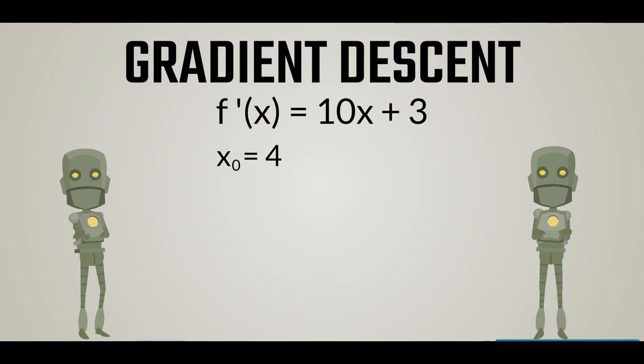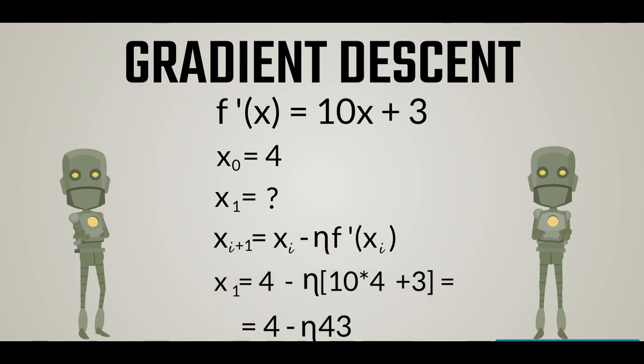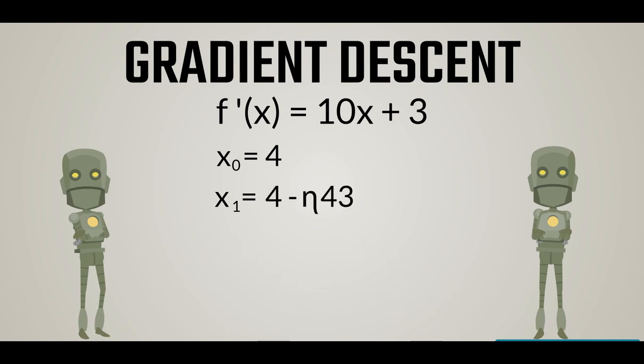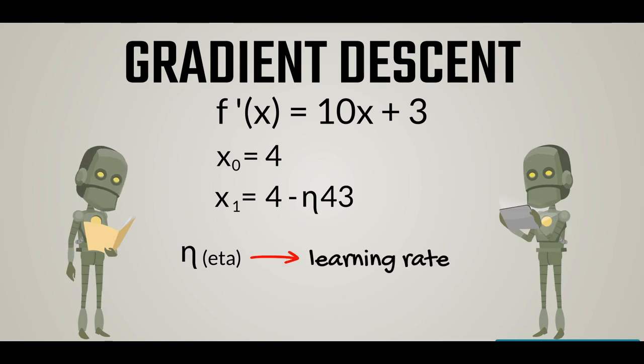Then we calculate a different number, x1, following the update rule. xi plus 1 equals xi minus eta times the first derivative of the function at xi. x1 is equal to 4 minus eta times 10 times 4 plus 3, or 4 minus eta times 43. So what is eta? This is the learning rate. It is the rate at which the machine learning algorithm forgets old beliefs for new ones. We choose the learning rate for each case. By the end of this lecture, the concept of eta will be clearer.